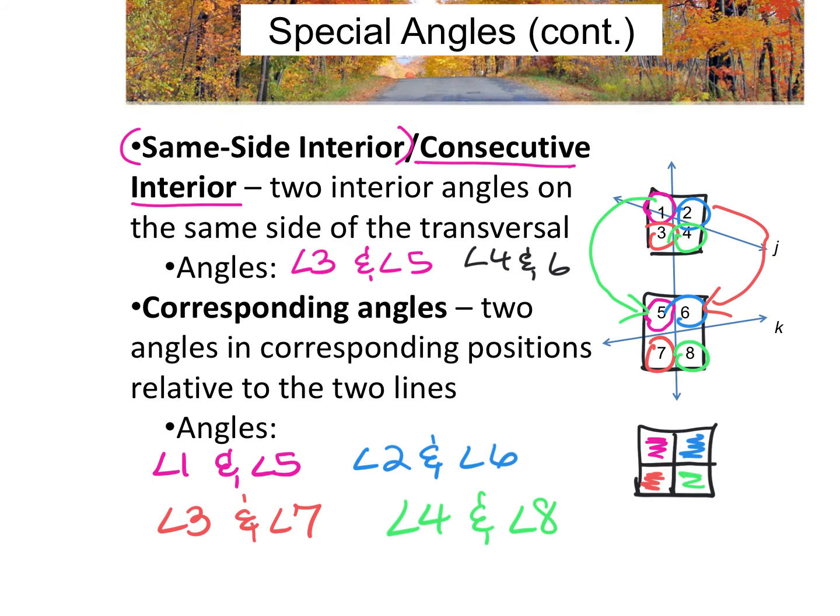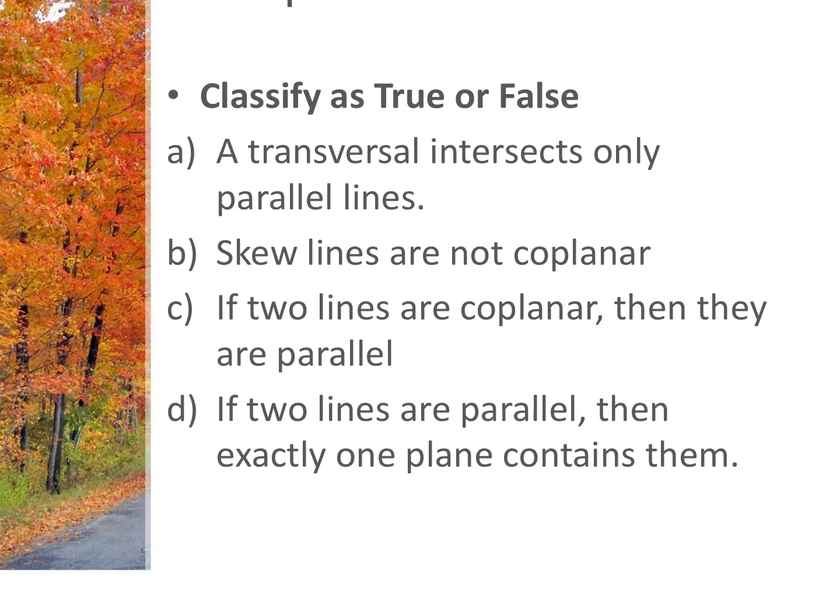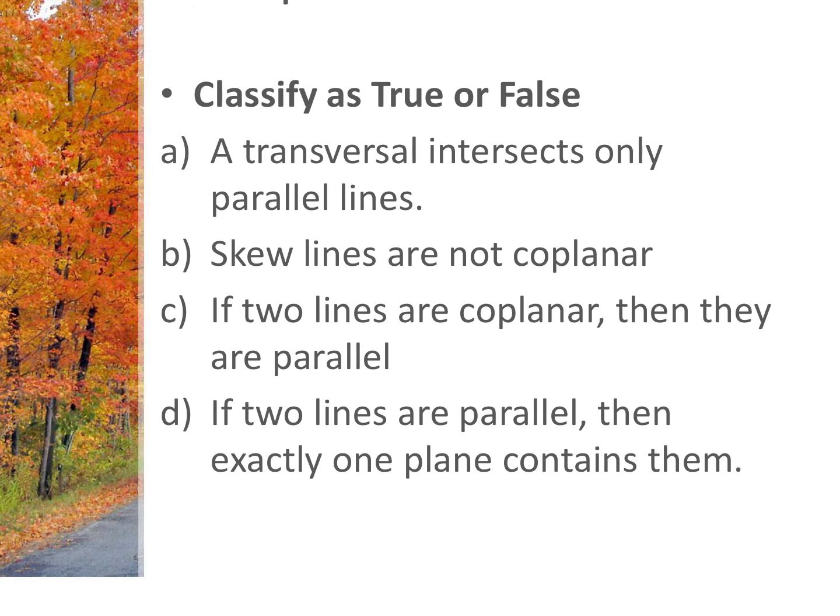Now let's just do some examples. So it wants us to classify these as true or false. So it says a transversal intersects only parallel lines, and this answer is false. None of the examples I showed you had parallel lines. However, in section 2, we are going to make those lines parallel, but they do not need to be parallel. They just have to be 2 coplanar lines.